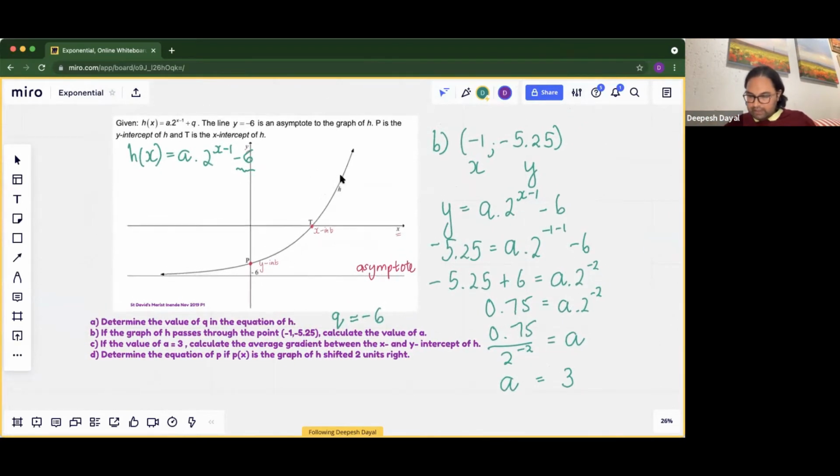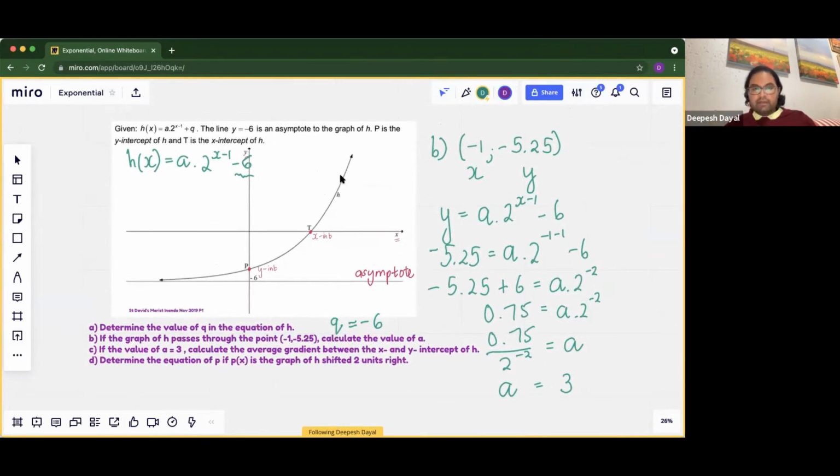And then it's saying, if the value of A equals 3, so you see the question is trying to help you. If you don't get B correct, then at least you can still get C right, because they're telling you that if the value of A is equal to 3, usually when they tell you this, it means the value of A is supposed to be 3, right? Calculate the average gradient between the X and the Y intercept of H.